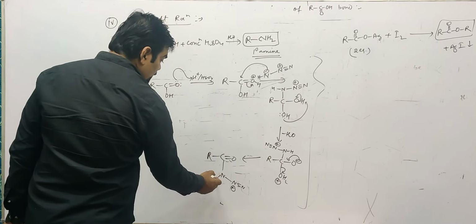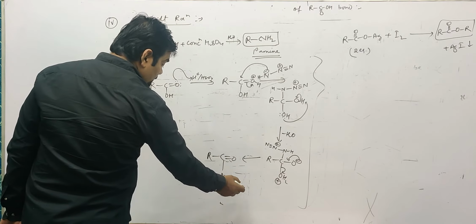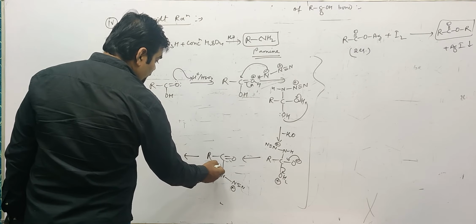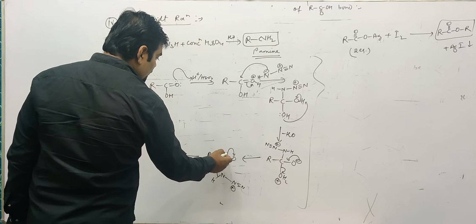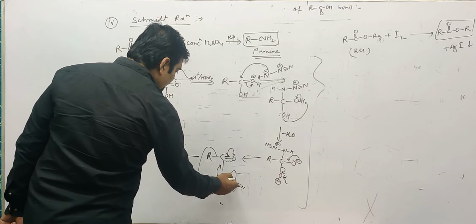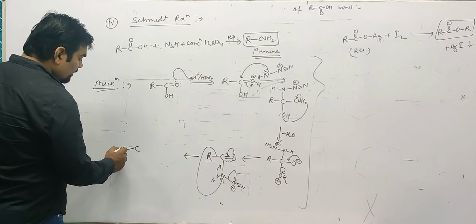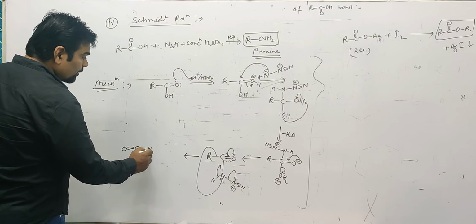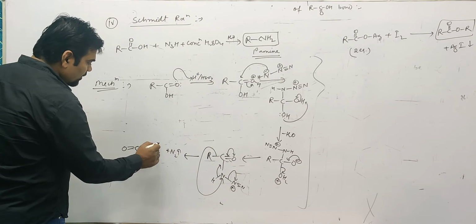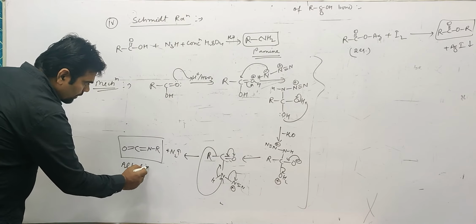Further now see, this nitrogen is having a good leaving group, one of the best leaving groups, N2 plus. So what will happen? This electron pair is shifted. When it returns back, the alkyl group migrates to this nitrogen, which is a nitrene, and this bond is being transferred. So there will be formation of C double bond O, double bond N, attached with R, and elimination of nitrogen gas takes place. This is alkyl isocyanate.